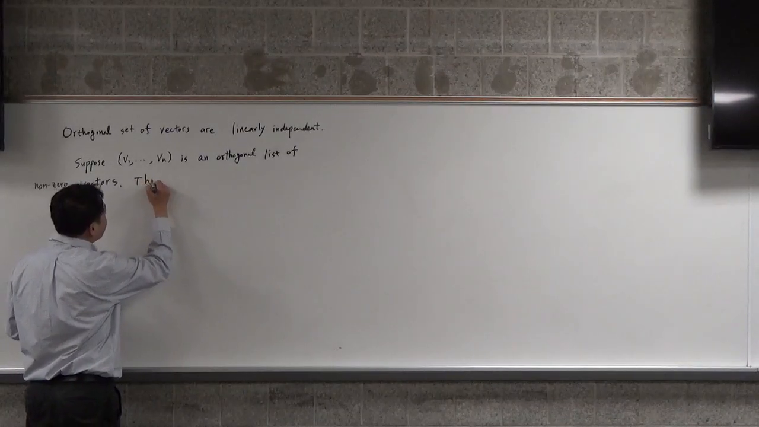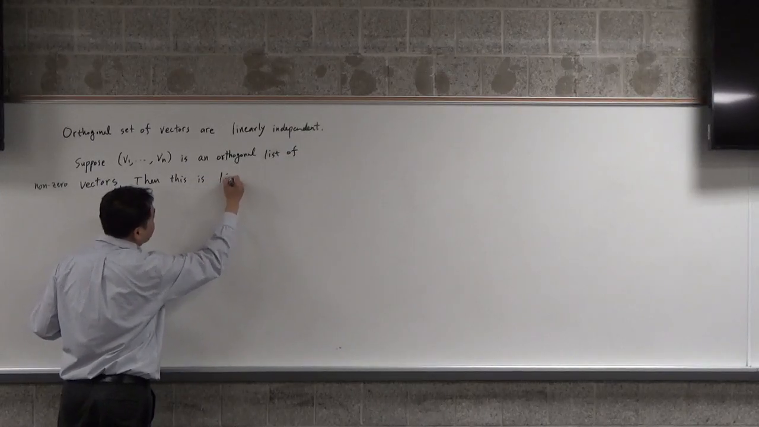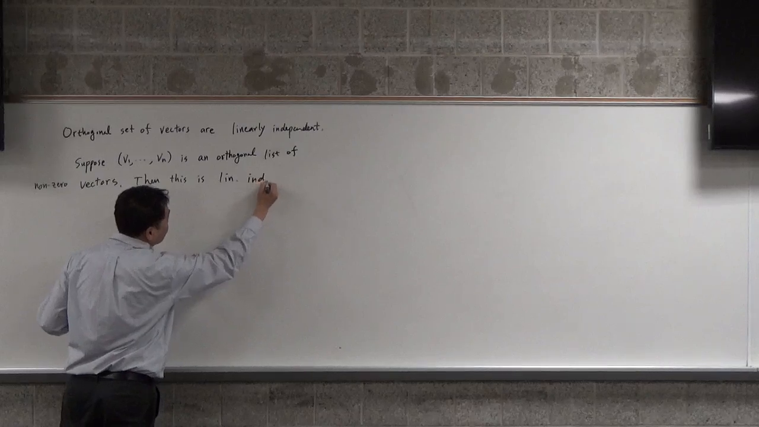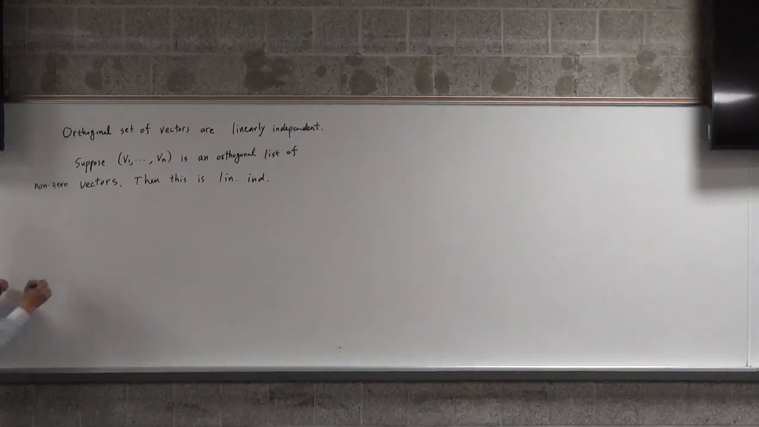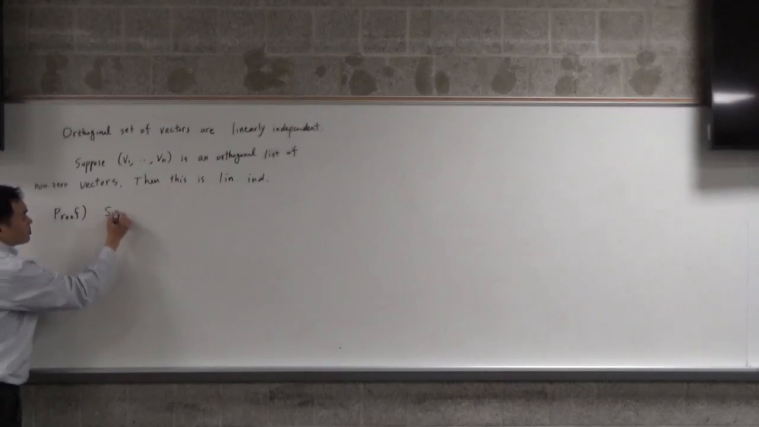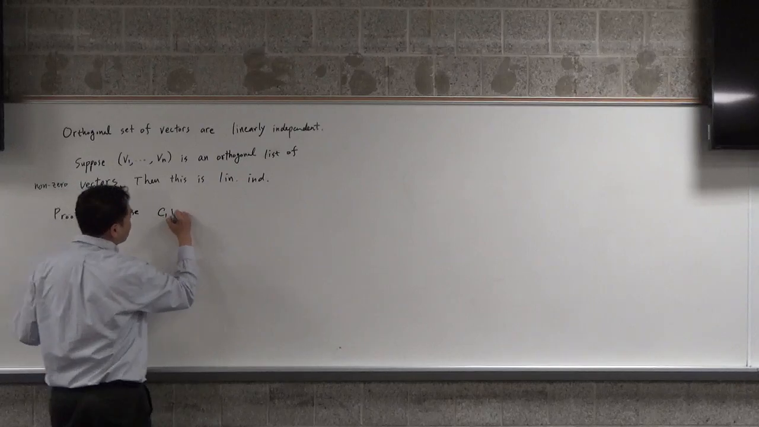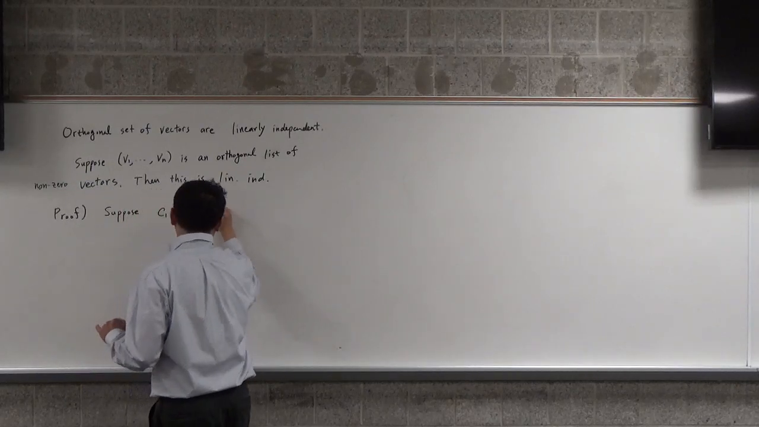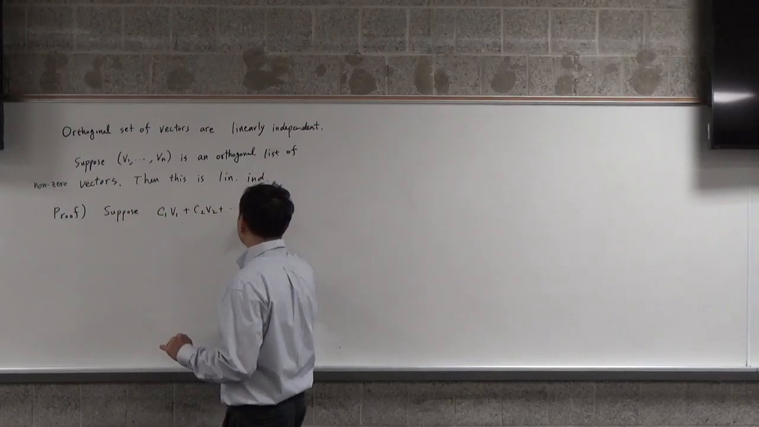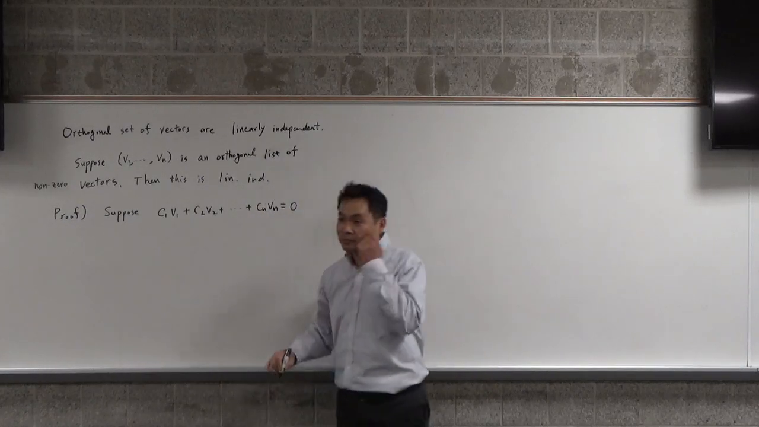Then this is linearly independent. So let's try to prove that. Proof. Suppose C1 V1 plus C2 V2 plus dot dot dot Cn Vn equals 0.